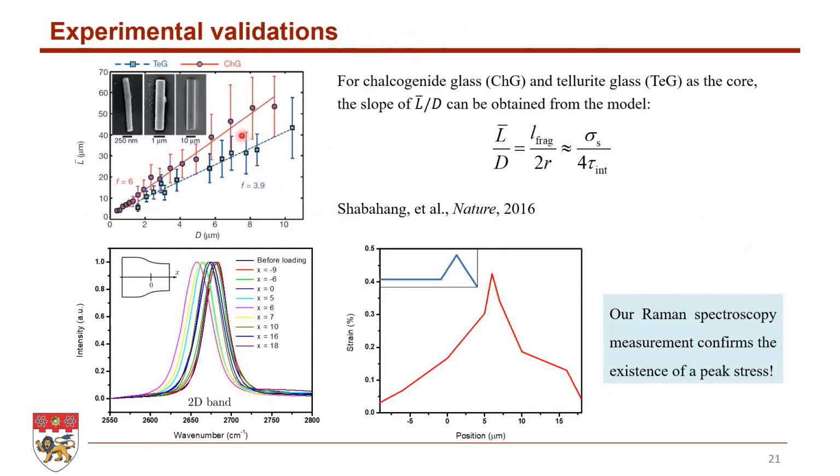Experiment data also verify our theory. For example, the measured average size of the micro rods is found to be linear to the diameter of the core, which is consistent with our theoretical prediction. We also use Raman spectroscopy to measure the stress distribution in the graphene film, and the results confirmed the existence of the predicted peak tension. And this is from our theoretical predictions.